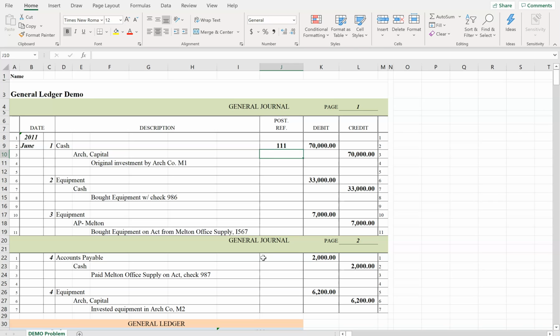Okay, so you do not fill in that post reference in the journal until it's posted down into the ledger. I have a lot of students that like to go in and go ahead and do all the post references in the journal, and then they think, oh no, did I post that one? Did I not post that one? That's the purpose of it.